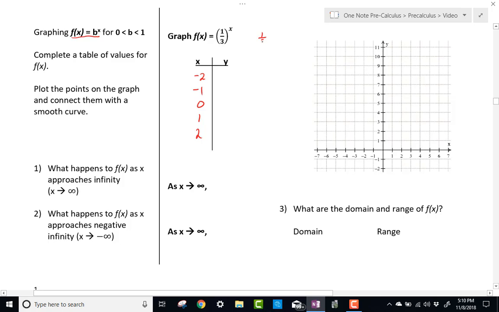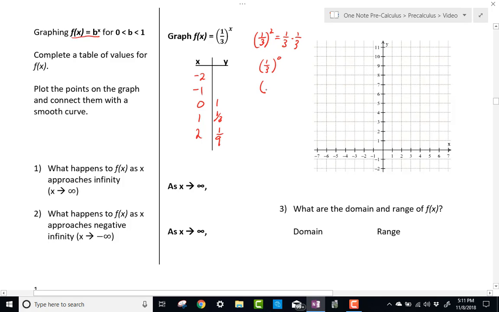I'm going to do 1/3 raised to the second power, which is a third times a third, which is a ninth. So at 2, I'm at 1/9. 1/3 to the first power is just going to be a third. 1/3 to the 0 power. Think about that one if you didn't shut off the video earlier. 1/3 to the 0 power is 1. Anything to the 0 power is 1 except 0.